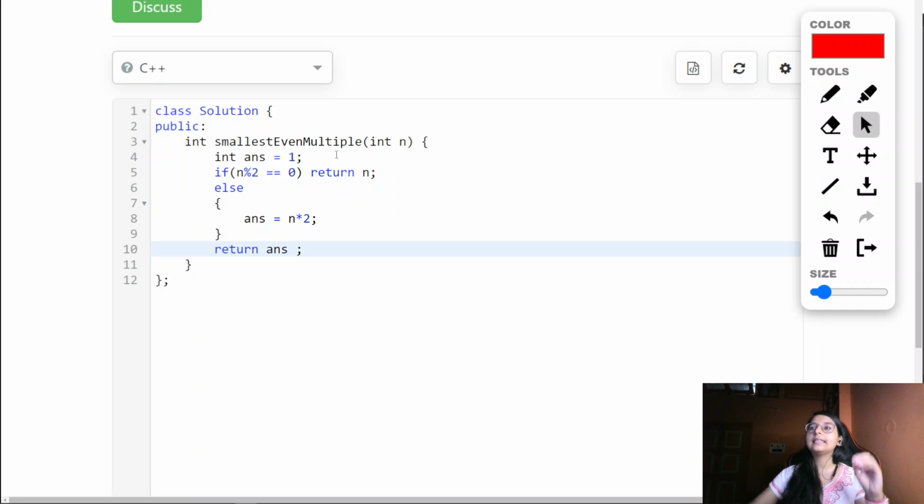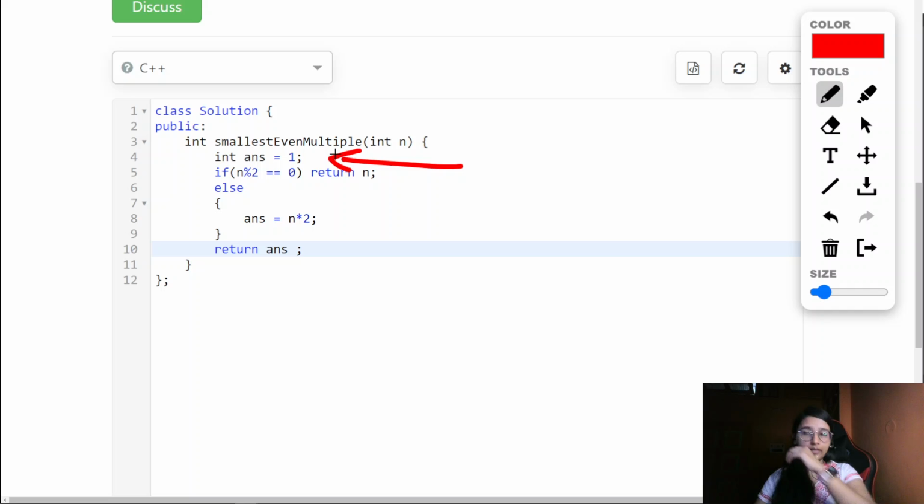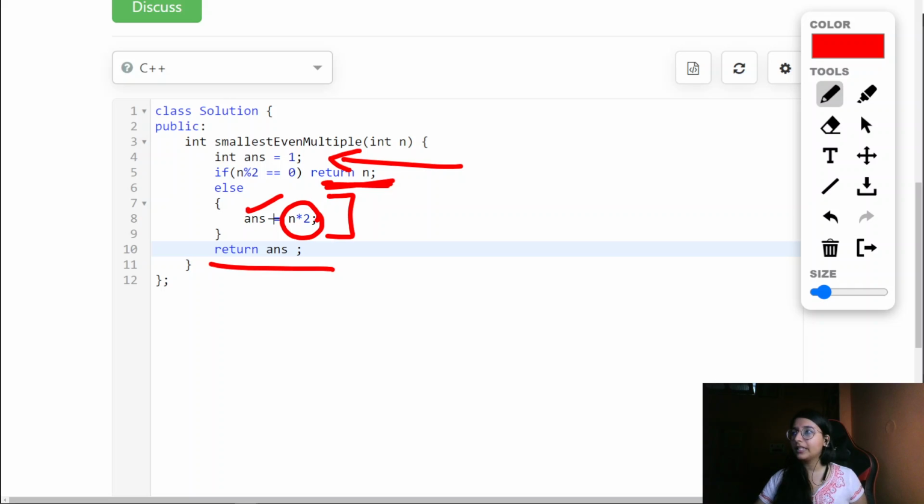So here you can see it is straightforward code. As it is a multiplication thing, that's why we are initializing answer with 1. So here we are checking that if n modulo 2 is equal to 0, then we will be returning n itself. Else, if n modulo 2 is not equal to 0, then what we are doing is simply multiplying our n with 2 and that would be our answer. And at the end returning our answer. So this was all for this particular question.